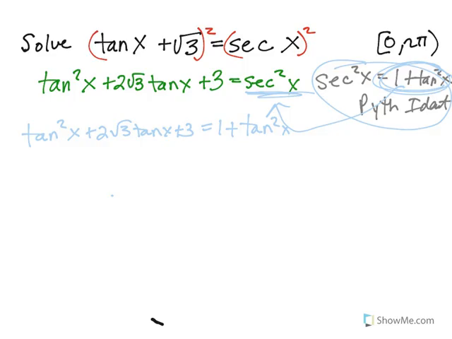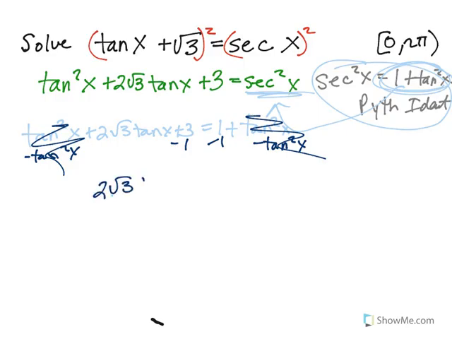Well, it's time to move this around. Let's get this to equal 0 and see what happens. So I'm going to subtract 1 from both sides, and I'm going to subtract the tangent squared of x from both sides. The beauty, tangent squared of x goes away, and I'm left with 2 radical 3 tangent of x plus 2 equals 0. Now I have just the tangent of x. Well, I can solve this. This is beautiful. I'm going to move that 2 back to the other side.